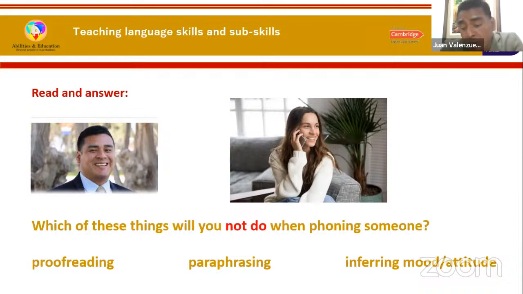But when you talk on the phone, you have to paraphrase, right? Because sometimes you have to explain with your own words. You don't use exactly the same words someone used to give you a message. And also, when you are talking on the phone, you don't have the person in front of you. You don't see that person's face. So you have to infer, or you naturally infer the mood, the attitude of the other speaker.